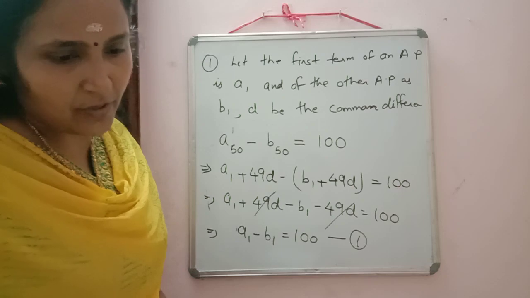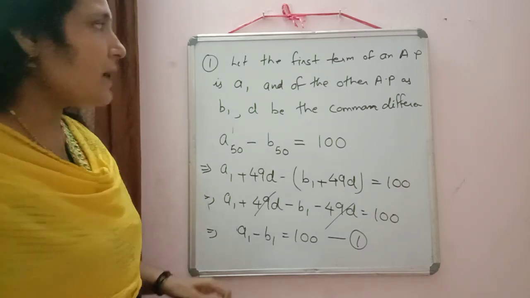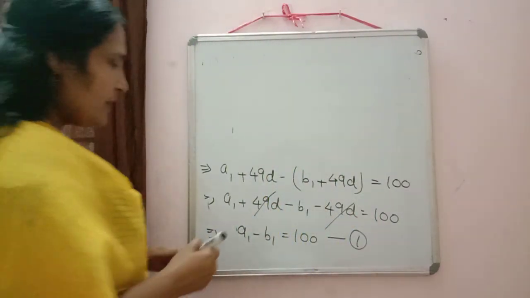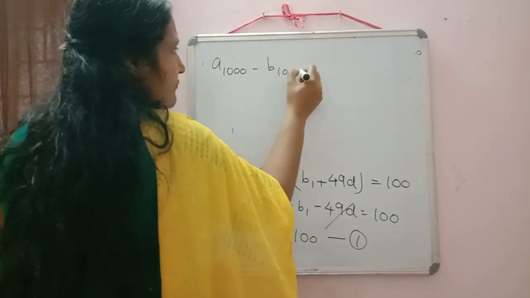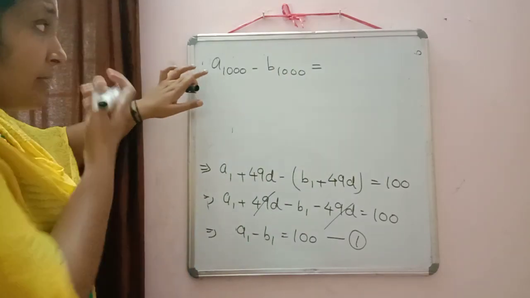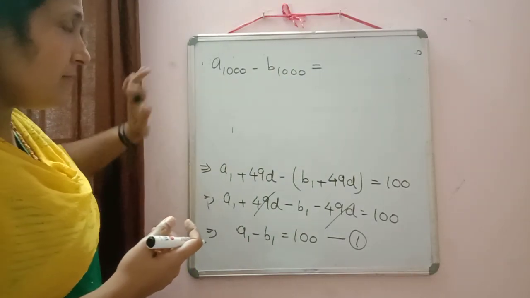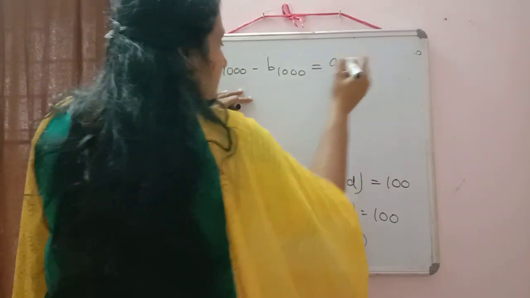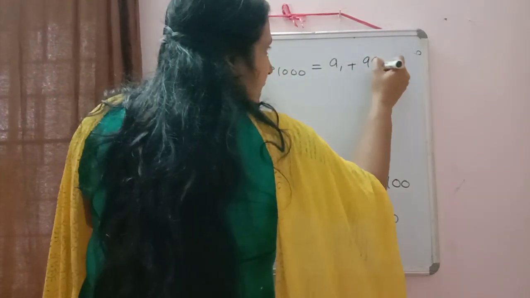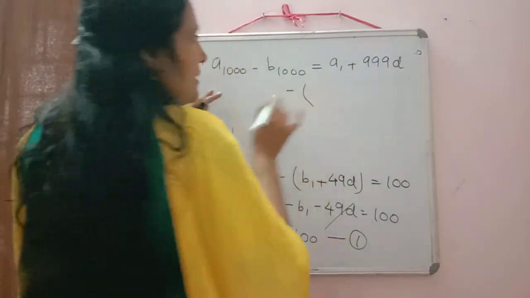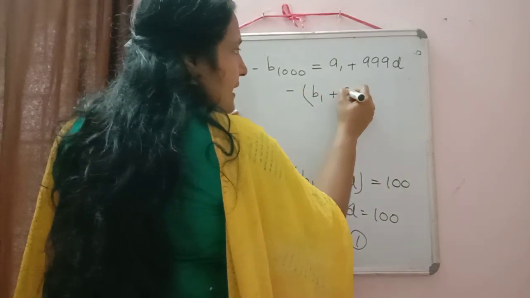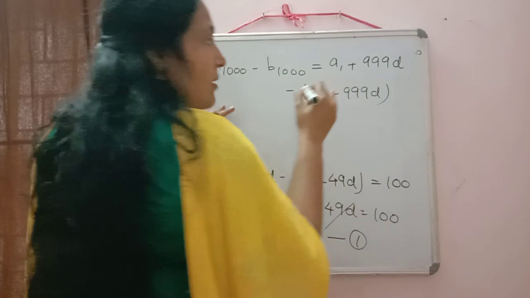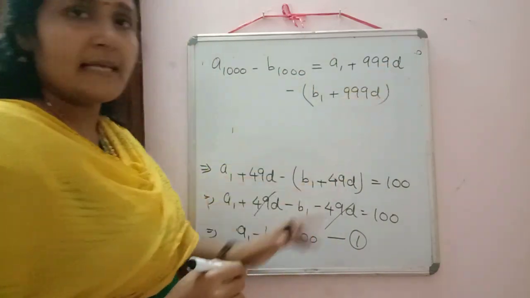Now what we have to find out? We have to find out the difference between their 1000th term. So we will write directly the difference: A1000 minus B1000. According to the formula, A1000, the first term is A1, so it will be equal to A1 plus (1000 minus 1), 999D, minus the 1000th term of the second AP, which will be equal to B1 plus again 999D. The common difference is the same, that's why I have taken D only.